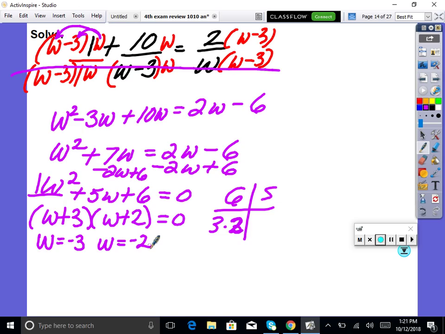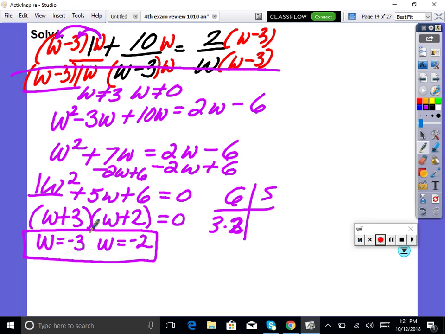Now guess what? I forgot to do an important step. In the very beginning, remember, we should restrict because we have solutions that can't be. So I should have said w cannot be 3 and w cannot be 0, because if I forgot that, I could have missed something. Luckily, neither of these solutions came out to be extraneous, but I lucked out. So just make sure we restrict before we solve so that we don't forget what solutions we would need to throw out if we were to get them.